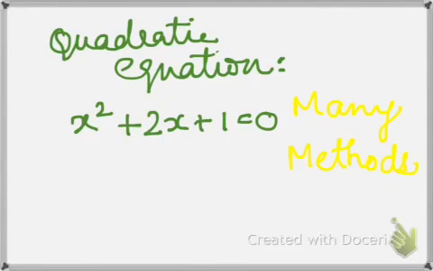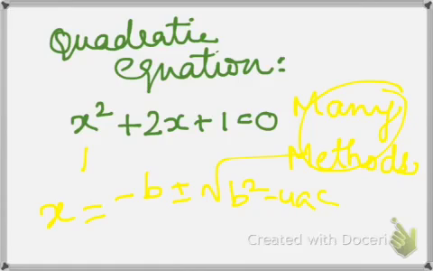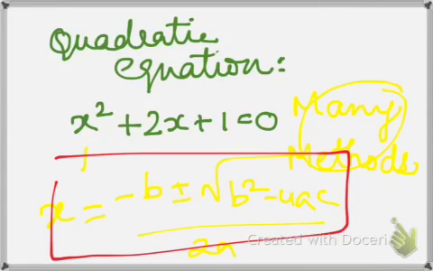So when you want to solve a quadratic equation, you have many methods, like you can substitute in this equation, and you also have a formula, that is x is equal to minus b plus or minus root over b square minus 4ac by 2a. So when you have a quadratic equation, it is quite easy to find out the roots, even if they are imaginary.